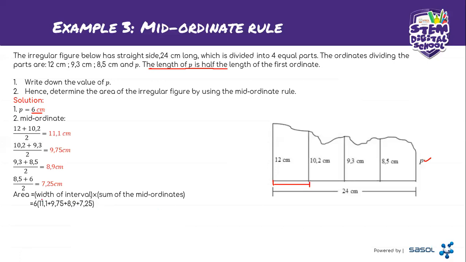All right. Now from there you add all the mid ordinates together, and now the area is going to be 222 centimeters squared. So this is how you should calculate that area.